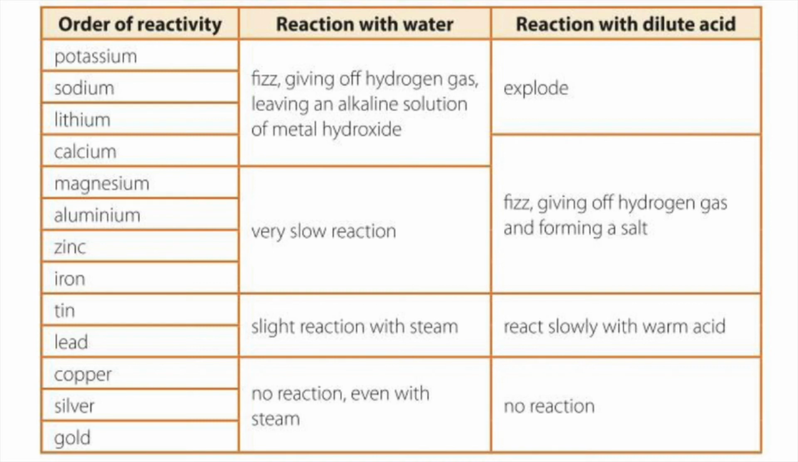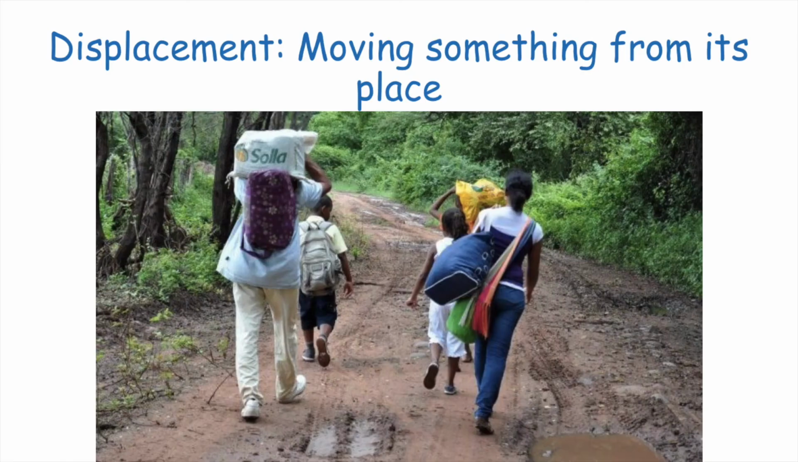Okay, and the very last thing we need to go over in this video is displacement. So displacement means to move something from its place. An example of this could be talking about the movement of people after a natural disaster or maybe war. So you could say that the community were displaced. But in chemistry, we're talking about moving an element from its place. And in this case, we're talking about metals.